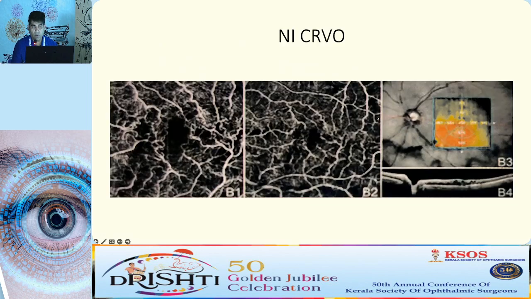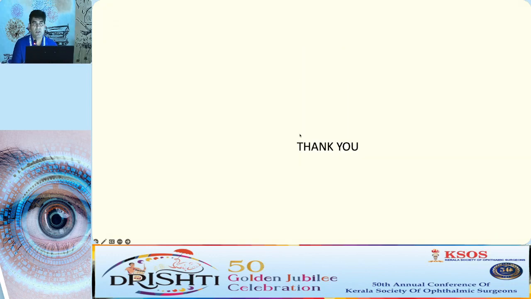Now in a case of non-ischemic CRVO, here you can see there is a macular ischemia with capillary dropouts in the superficial as well as in the deep capillary plexus. So hence OCTA is helpful in diagnosing both diabetic retinopathy and retinal vascular disease.